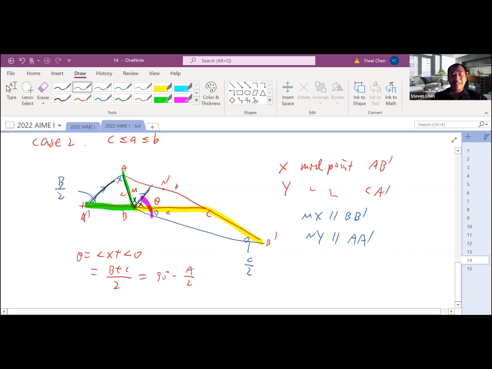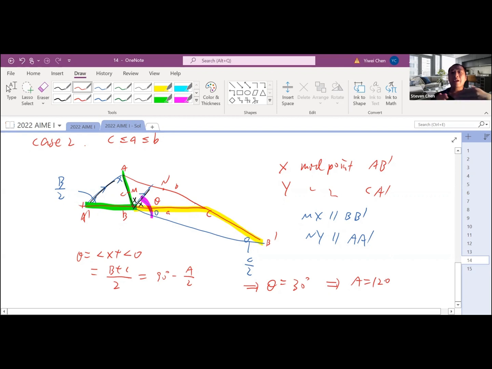So that means theta is equal to either 30 or its supplement 150. But since theta is less than 90, this requires theta to be equal to 30. So this further implies that A must be equal to 120. So we get the same result as the first case. But again here, because we get the same result, we got the same contradiction. Why? It is because A is obtuse.